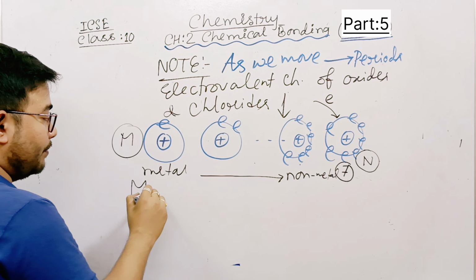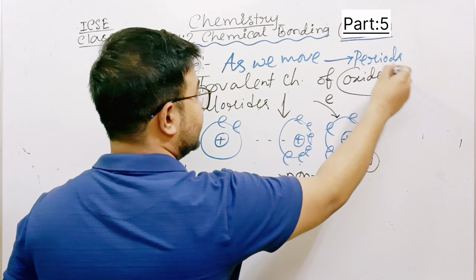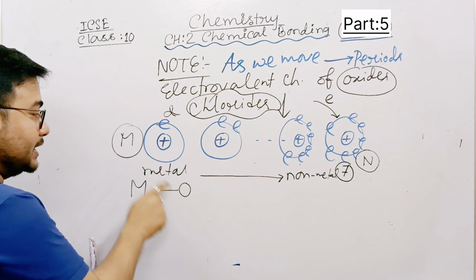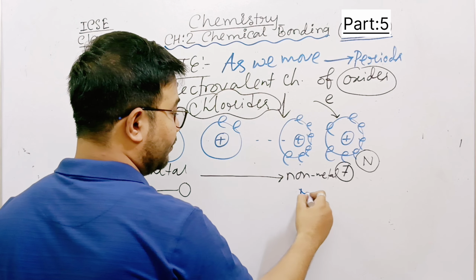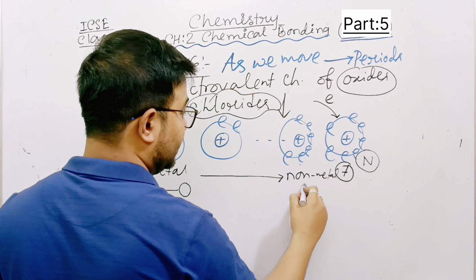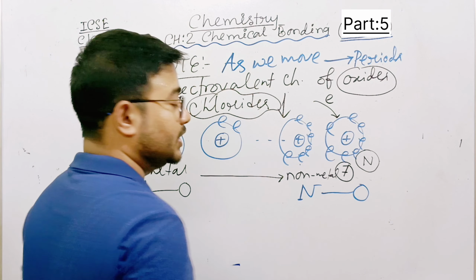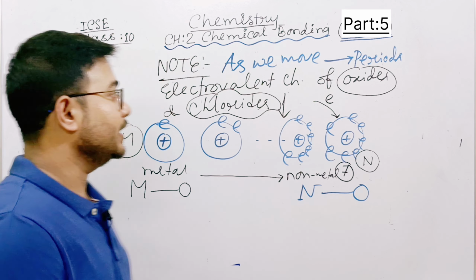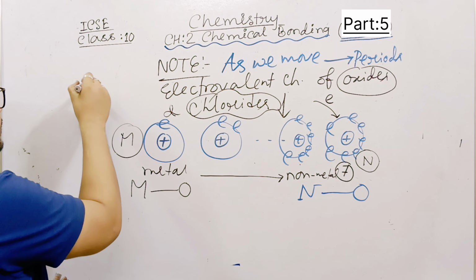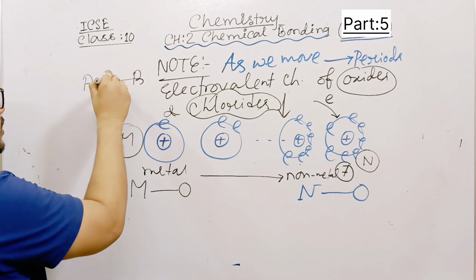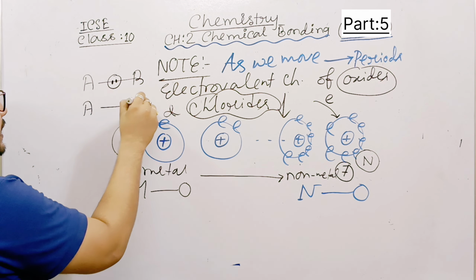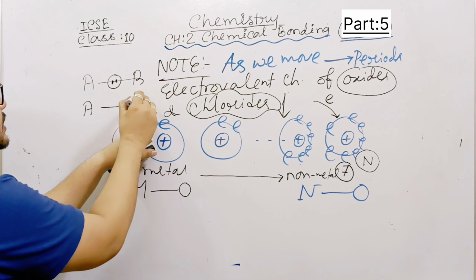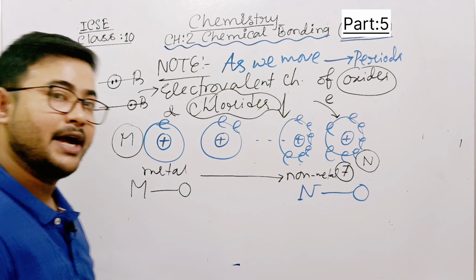If M forms a bond with oxygen, oxide and chloride are both the same, so I choose oxygen as an example. Suppose here a metal forms a bond with oxygen. Sorry, here not metal, here a non-metal forms a bond with oxygen. Now what is electrovalent character? Electrovalent character means ionic character. The bonded electron is present first at the middle, then it is pulled by any one of the atoms. This concept is known as electrovalent character or ionic character.